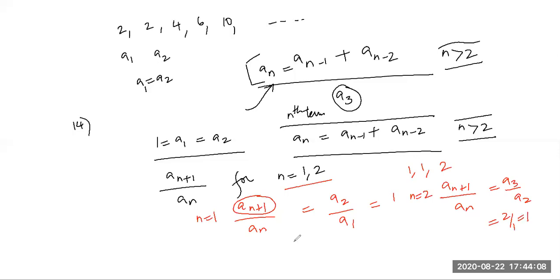Now somebody can go further also. What is a n plus 1 divided by a n for n is equal to 3? So I must find the fourth term also. It will be 3. So a n plus 1 by a n for n is equal to 3 will be a4 by a3, that is equal to 3 by 2. So that's all with the Fibonacci sequence. You can find some more sums and do some brainstorming with that.